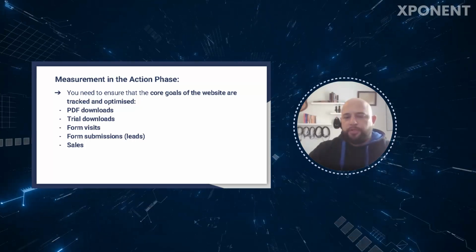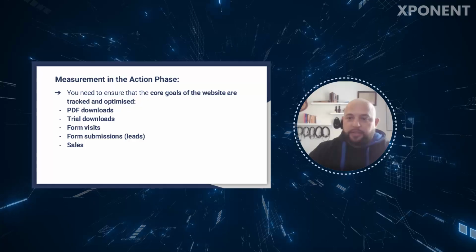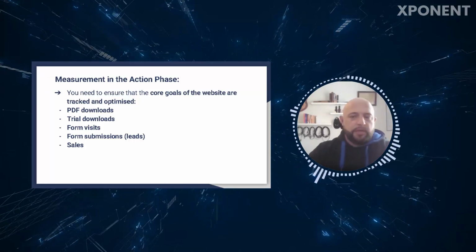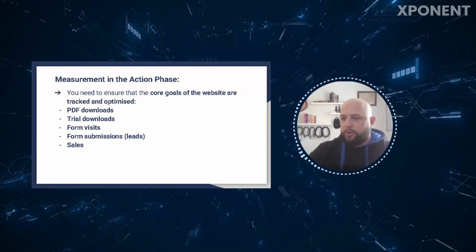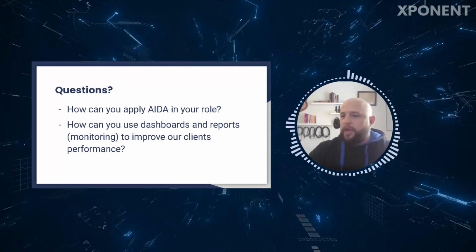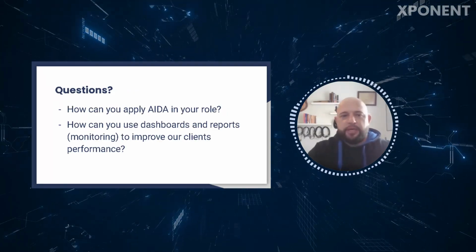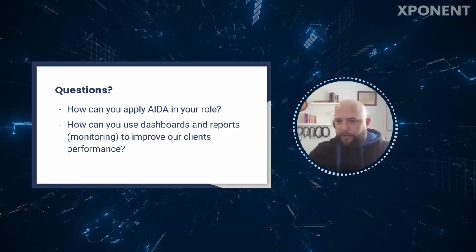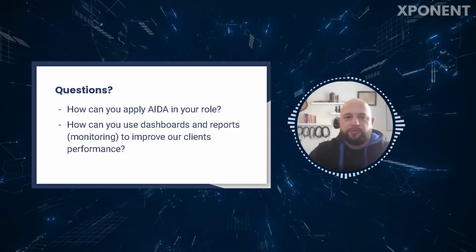That's what we're measuring at this phase: how many leads did we generate? How many sales did we generate? How many free trials did people sign on for, and so on. Okay, and that's pretty much the AIDA model in a nutshell. And I wanted to finish a little bit earlier so that we have about 15 minutes for questions.